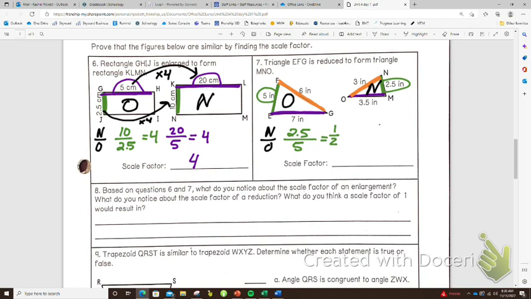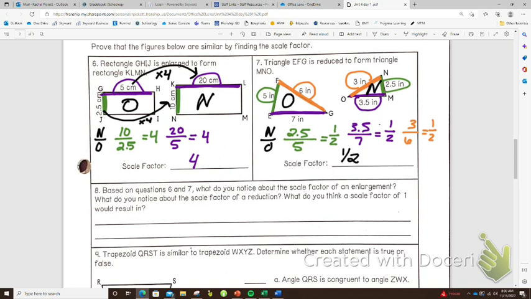If we do the same thing with purple, the new purple side is 3.5, and the original is 7. Well, 3.5 is half of 7, so that also simplifies to half. And then if we do the same thing with orange, the new orange side is 3, and the original orange side is 6, and 3 is half of 6. So all of those ratios are simplifying to 1/2.